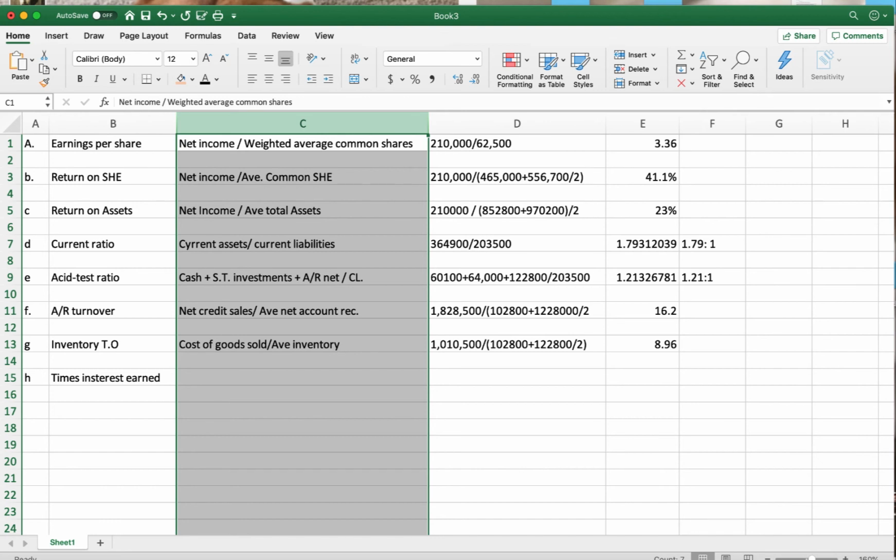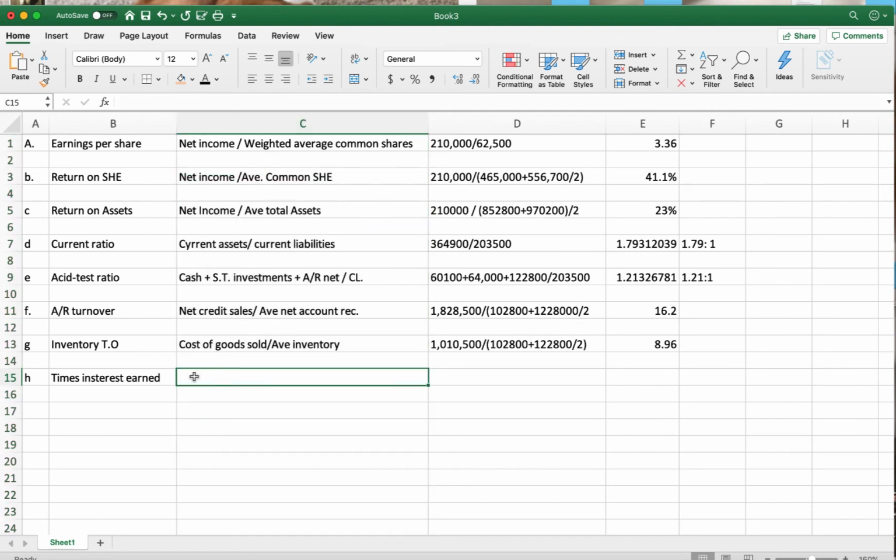We need to go to the income statement, and we need to take the net income. So we're going to take net income, and then to arrive at earnings before interest and taxes, we're going to add back the interest expense. We're going to add back the income tax expense.